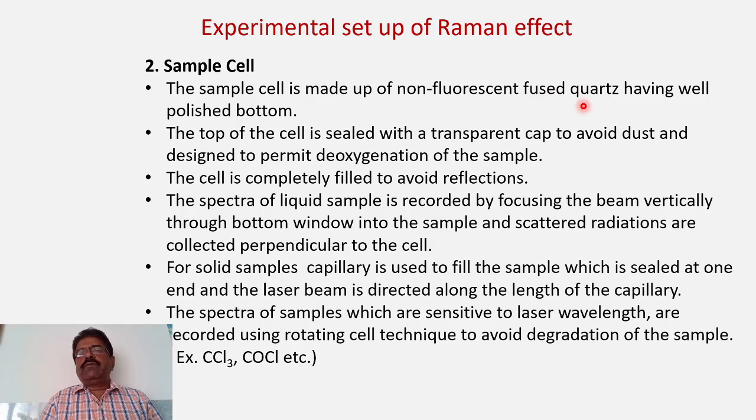Mostly it is a rectangular long tube, and the top of the cell is sealed with a transparent cap to avoid dust and designed to permit deoxygenation of the sample. Then the cell is completely filled, because if you keep it empty, the radiation may reflect from the surface of the liquid inside the sample cell. So in order to avoid reflections from the sample surface, the cell should be completely filled.